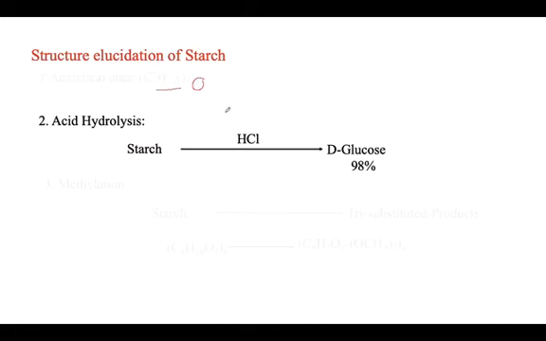Now on acid hydrolysis, when starch was hydrolyzed with dilute HCl, we get 98% glucose. This indicates that the main constituent of starch is glucose, that is, starch is made up of glucose units. So it is a homopolysaccharide whose monosaccharide is D-glucose. Again, as in the case of cellulose, we find that D-glucose is the main constituent.